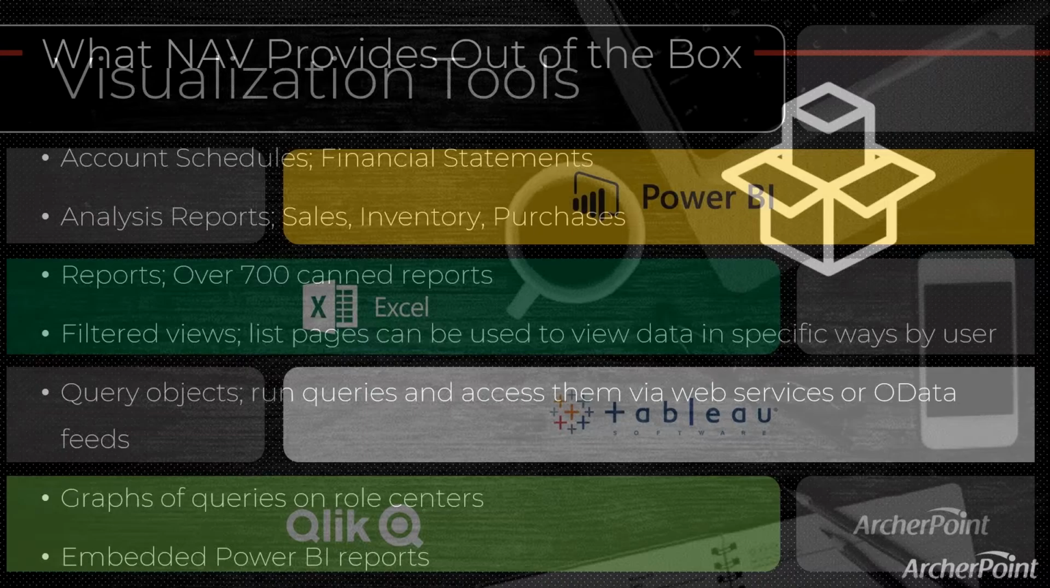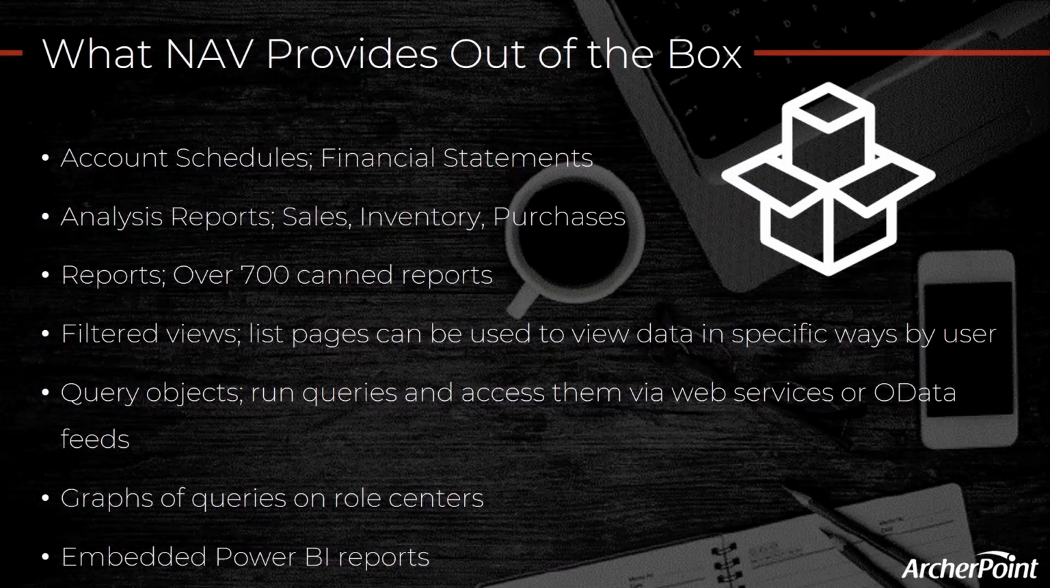Let's talk a little bit about NAV. So what does NAV provide out of the box? You have account schedules. Basically, these are financial statements. They also have analysis reports where you can pull in sales, inventory, purchases, and get good data there. They have over 700 canned reports. You can use filtered views and query objects. Graphs of these query objects can be seen in role centers. And also in role centers, you can embed Power BI reports.